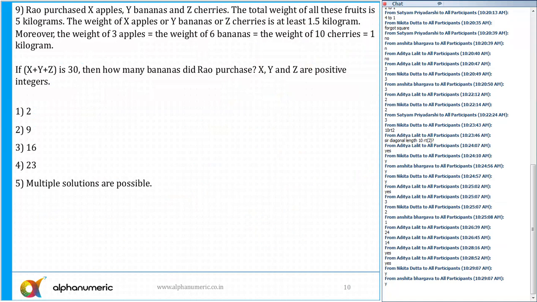Ninth. What is the answer for question number nine? Please tell me. I can say that it might be difficult.